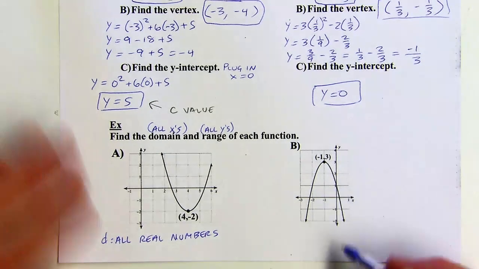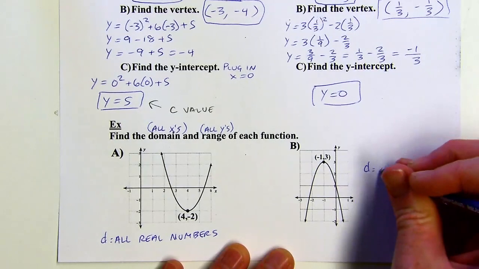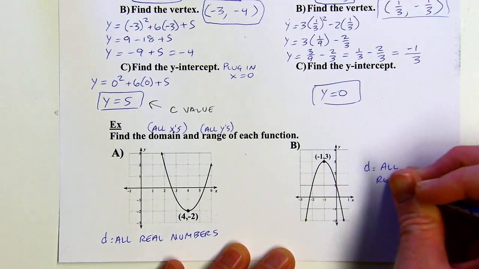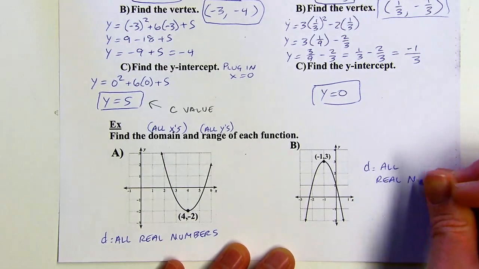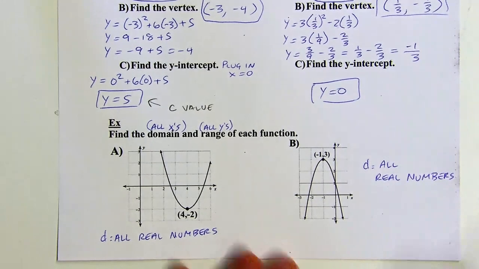Okay, and the same thing's going to happen, even though it kind of looks like it's flattening out, it's going to stretch left and right forever. So the domain here, again, is going to be all real numbers. For any of these parabolas that open up or down, the domain is unlimited. So we'll say all real numbers for that.